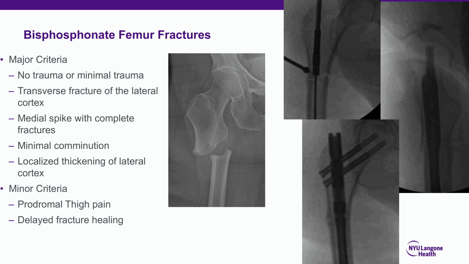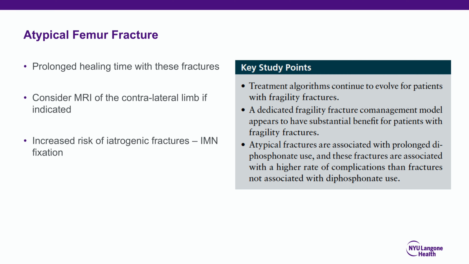These fractures have proximal femur remodeling and a thick lateral cortex that extends intramedullary that needs to be cored out in order for the proximal femur to maintain its alignment. Because of the changes that occur through chronic bisphosphonate use, prolonged healing time is common with these fractures. It is important to consider an MRI of the contralateral limb if there are prodromal symptoms or if there are changes consistent on radiographs, and there is an increased risk of iatrogenic fractures with intramedullary nail fixation of these injuries.